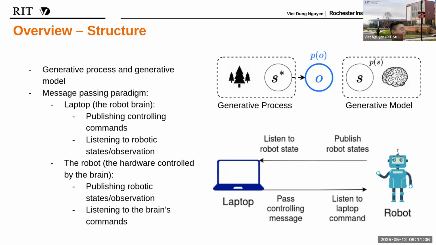Right? So next is the robot. The robot has the hardware that is controlled by the brain, and it publishes the robotic states or observations that it receives from the environment, or the generative process. And then the laptop here, which is the brain, will continuously listen to those robot states.